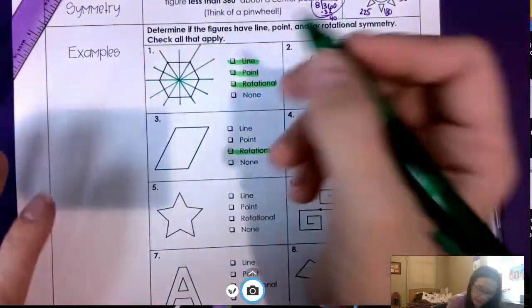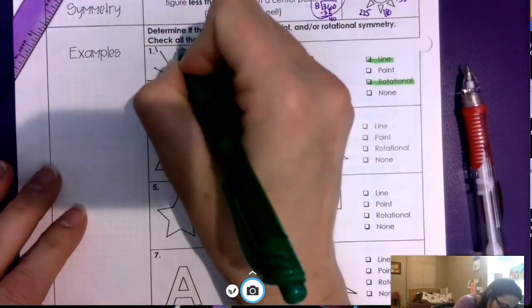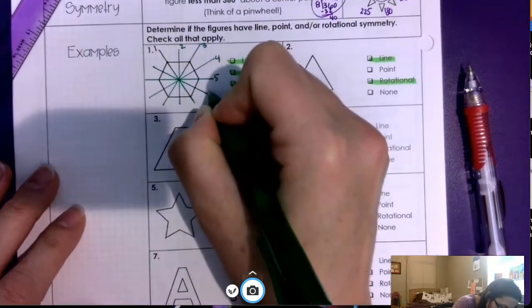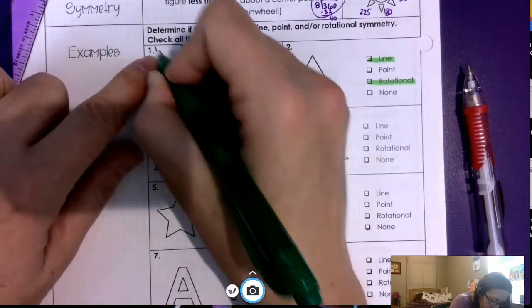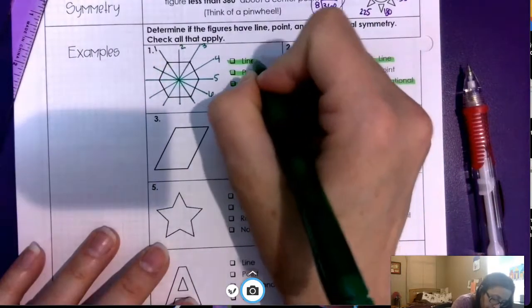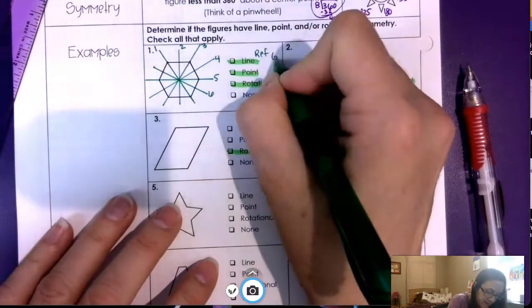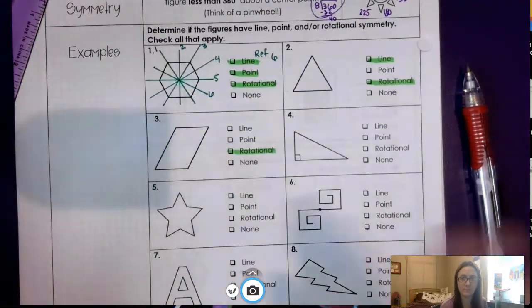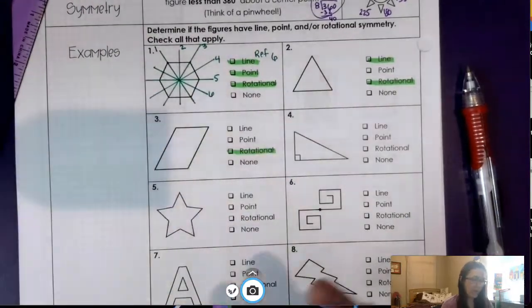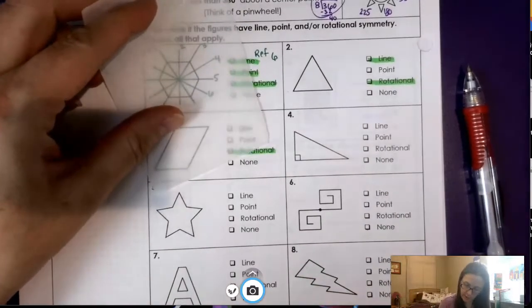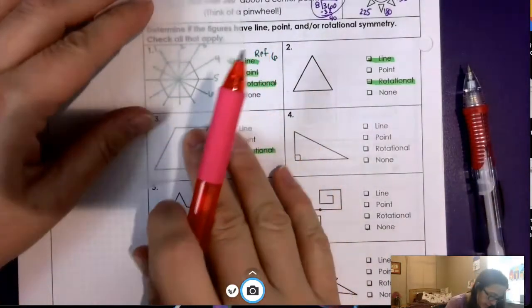So if I want to count, I have 1, 2, 3, 4, 5, 6, and then look, this is the same one. So I have 6 lines of reflective symmetry. Okay, do I have rotational symmetry? So come back over here, and do I have rotational symmetry?